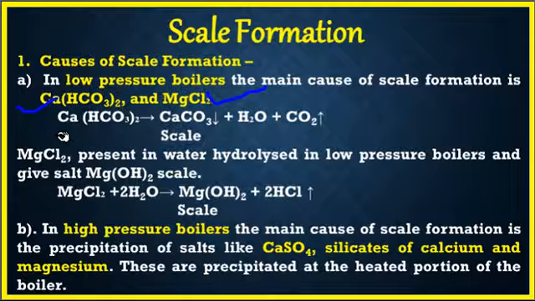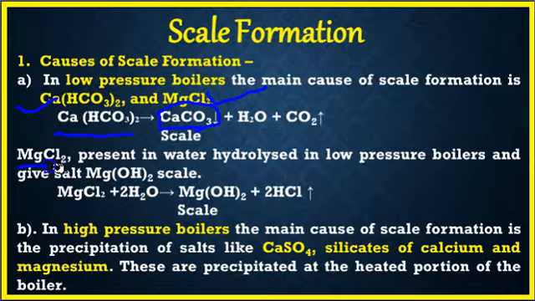Why? Because in low pressure boilers, when water evaporates, the calcium bicarbonate decomposes into calcium carbonate, which is precipitated in the form of scale. So scale is of calcium carbonate, but calcium carbonate comes from calcium bicarbonate. So calcium bicarbonate is responsible for scale formation, but scale is formed due to the precipitation of calcium carbonate.